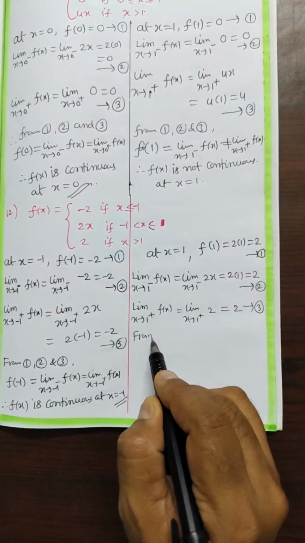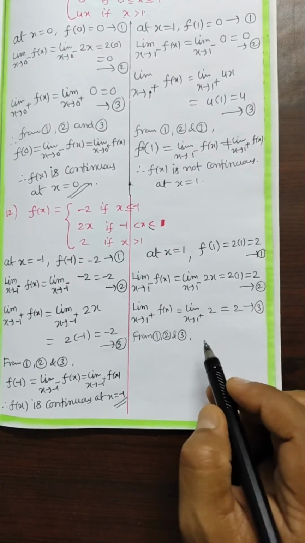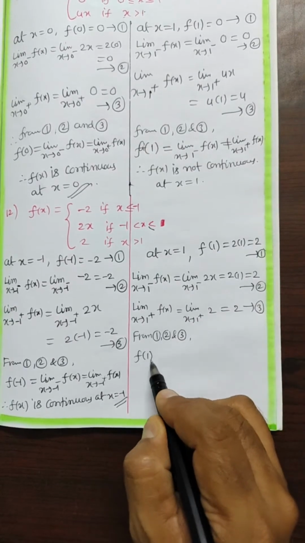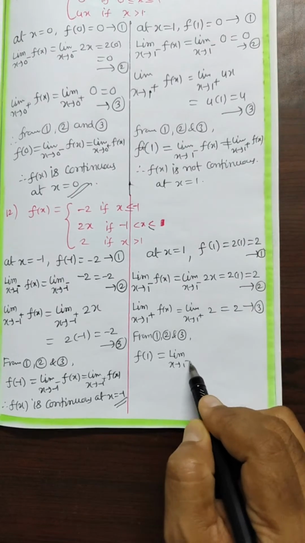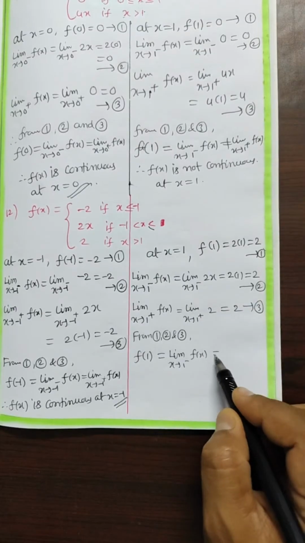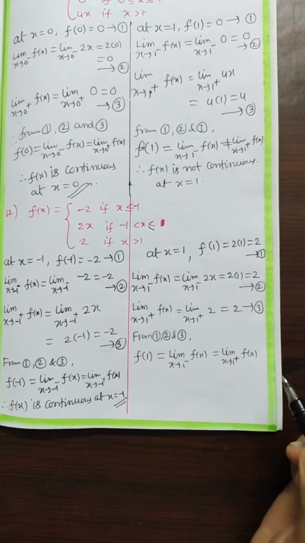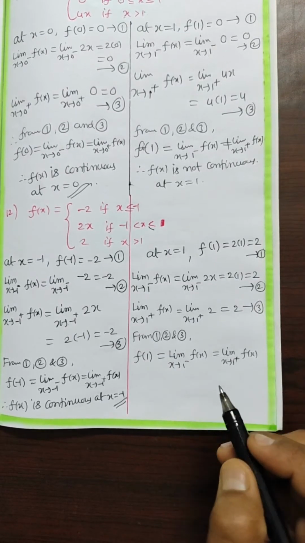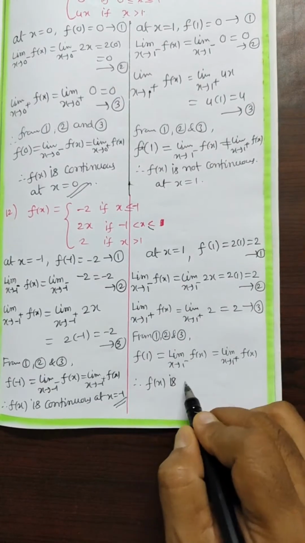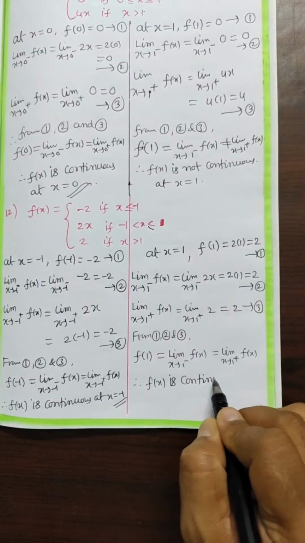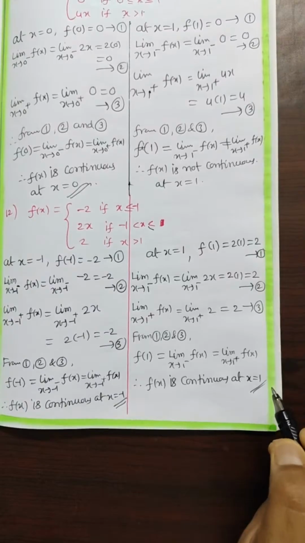From 1, 2 and 3, f of 1 is equal to limit x tends to 1 minus f of x, which is equal to limit x tends to 1 plus f of x. Therefore, f of x is continuous at x is equal to 1.